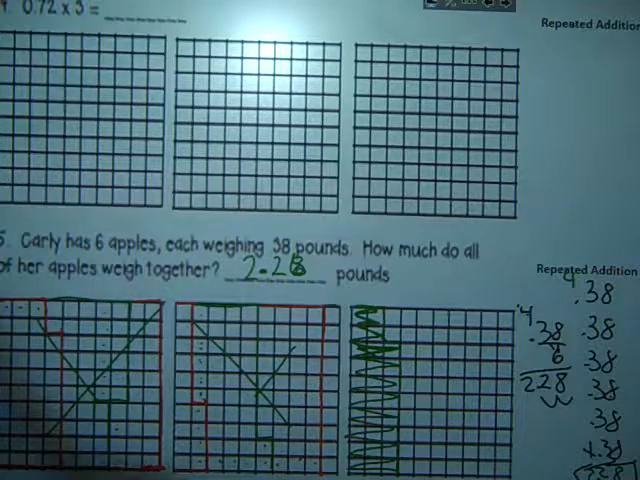Alright, so this is what I want you to do now. Once you are done shading, take out your math book and open it to page 115.